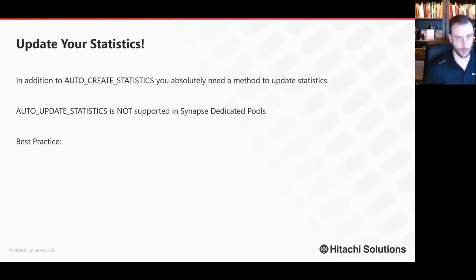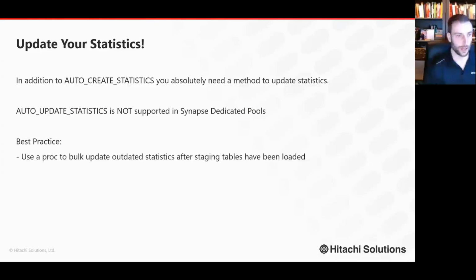Auto update stats is not supported in Synapse Dedicated Pools. The best practice is really to have a stored procedure, and I recommend running this at the end of updating your staging tables. That will update only outdated statistics after the tables have been loaded. And I say outdated because that'll just make the process more efficient. Because if there's only like a 1% change in the number of rows, you really don't need to update statistics. But it becomes more important as the size of the table grows and the percent of data that's changed.